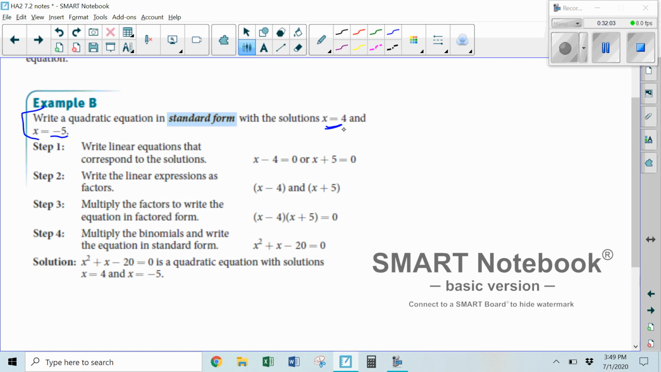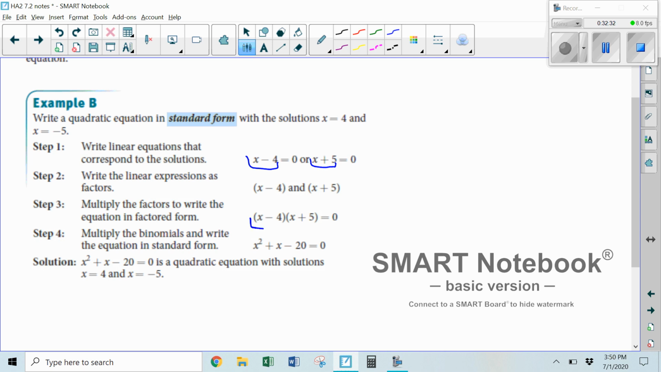So we're working backwards. So take a look at what they did. If 4 is an answer, then that means x minus 4 had to be one of the things that was written, because when I solve this for x, I get 4. So it's the opposite. So if 4 is an answer, I'm going to put x minus 4 equals 0. If negative 5 is an answer, I'm going to put x plus 5 equals 0. So that means these are my factors, which it shows you here.